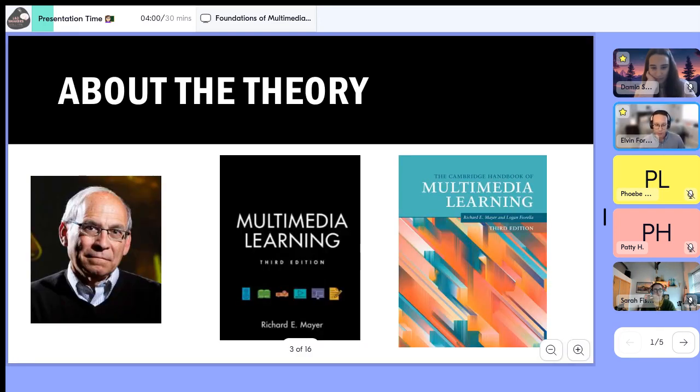Okay, so just a little bit about the theory. On the left, you'll see Dr. Richard Mayer. I don't pretend to say that this is my work. I'm explaining a great scientist's work on his behalf. But I've read pretty much everything that he's published regarding multimedia learning, at least the third edition of it, that considers what is the core evidence, which is about 80-ish studies that he considers core evidence for the theory.